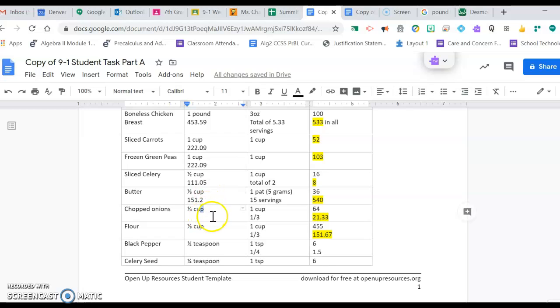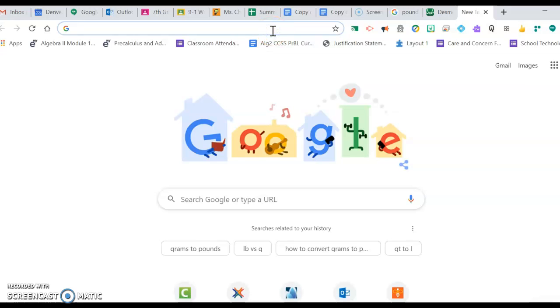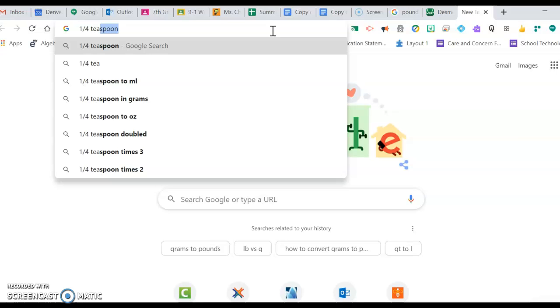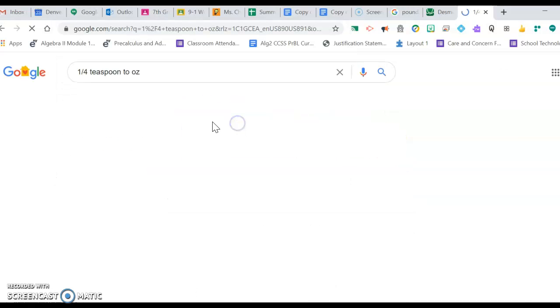This is the same thing again, a 3rd cup, so 151.2. Another 3rd cup. 151.2. Alright, a 1/4 teaspoon. I don't know how many ounces that is, so let's see. So 1/4 teaspoon, 2 ounces.